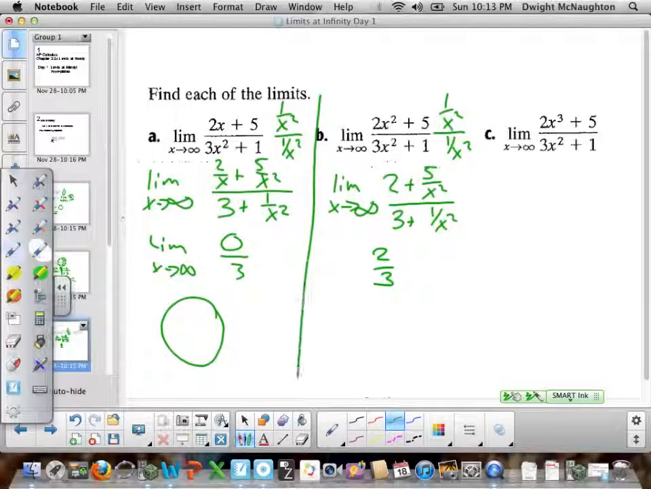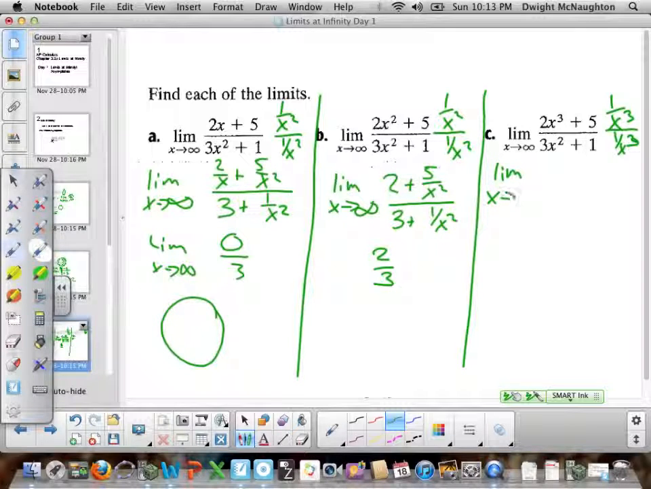And in our last problem, the highest power is 3. So multiply top and bottom by 1 over x cubed. Simplify the top and the bottom when we distribute our 1 over x cubed. 2x cubed over x cubed is 2, plus 5 over x cubed. 3x squared over x cubed is 3 over x, plus 1 over x cubed.